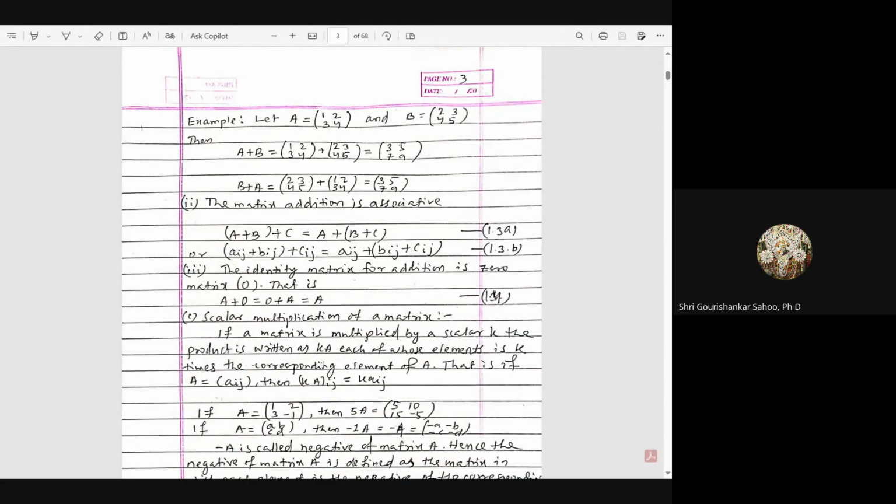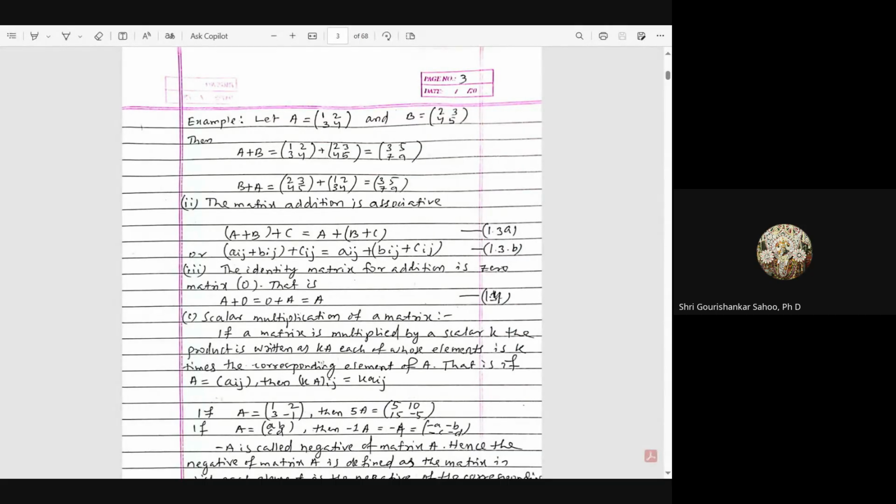Matrix addition is also associative: A plus B plus C is equal to A plus B plus C, grouped either way. Similarly, the identity matrix for addition is 0. A plus 0 is equal to 0 plus A is equal to A.